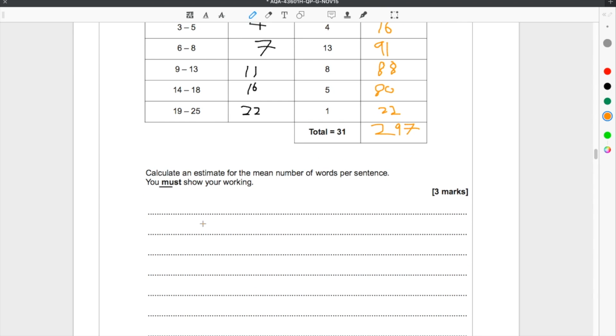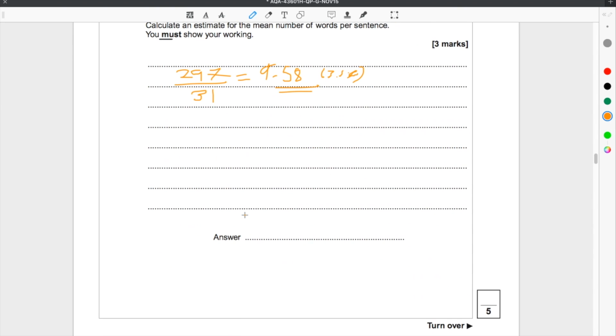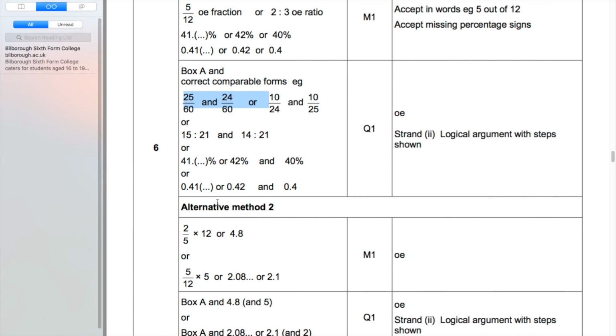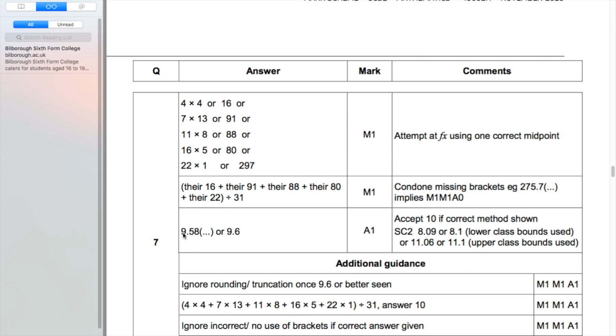And all we do then is 297 divided by 31, and that gives us 9.58 to 3 significant figures. Sorry, it's going to be 9.58, but let's just check how they've written this in the mark scheme. Yeah, 9.58 or 9.6, so that's absolutely fine.